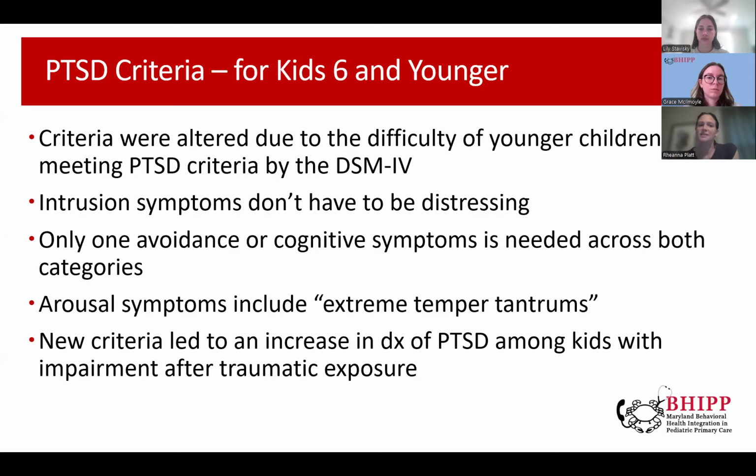There are fewer cognitive symptoms required for kids under six. And again, part of that is because kids are in the process of cognitive development. Again, I alluded to this before, but arousal symptoms can include extreme temper tantrums, which, the equivalent of that in an adult might be a little bit different. With this new criteria, there was an increase, which suggests that we maybe were missing some of the younger kids before because of the more adult-focused criteria that was there.